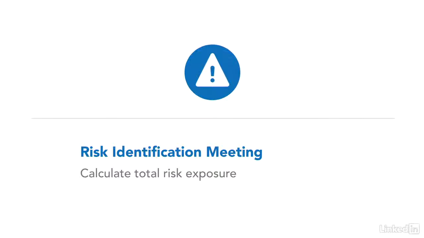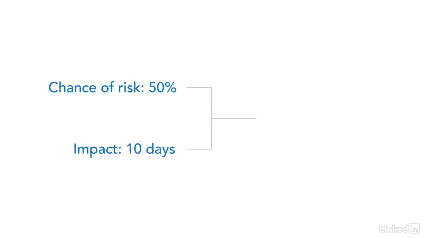Next, you'll calculate the total exposure of the risk. What I mean by that is, if a risk is 50% likely to happen and it's going to impact your project by 10 days if it does, the total risk exposure to your project is the loss of 5 days.